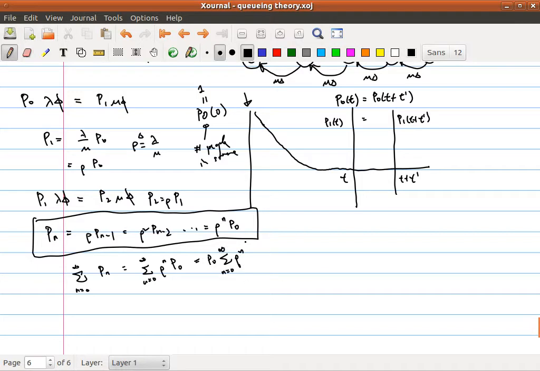Here I will use an algebraic equality. In general, we have the sum from n equals 0 to m of rho to the n is just equal to rho to the m plus 1 minus 1, over rho minus 1. So when m goes to infinity, I just have minus 1 over rho minus 1, or 1 over 1 minus rho. And therefore, as we said, this will sum up to 1. So P0 is just equal to 1 minus rho.